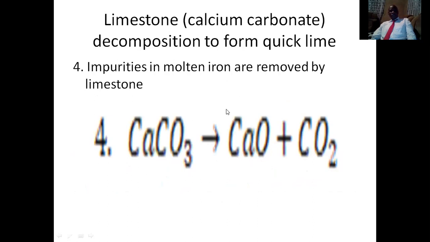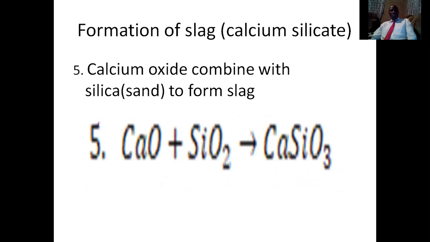The calcium oxide produced is the one which reacts with the impurities such as sand, or silica, or silicon dioxide, to form calcium silicate, and the silicate is the one which is known as slag. So today we looked at these reactions to enable us to know how iron is extracted in the blast furnace.